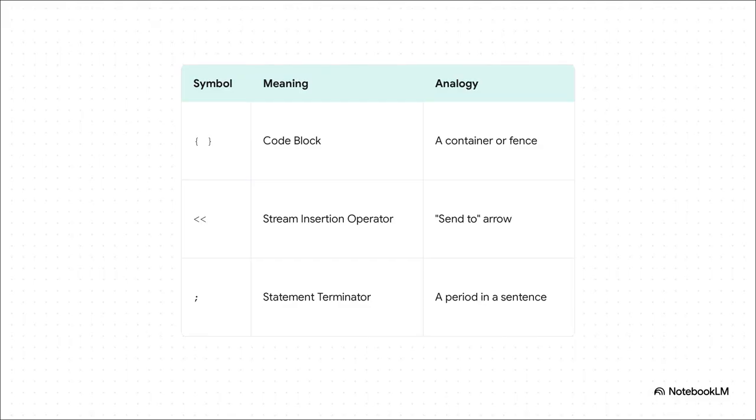And all those weird symbols have a job to do. Think of the curly braces like a container or a fence. Everything that happens inside main has to live inside them. Those two less-than signs, <<, are basically arrows pointing the way, saying, send this text to the screen. And that little semicolon at the end, it's just like a period in an English sentence. It tells the computer, okay, that instruction is over, move on to the next one.